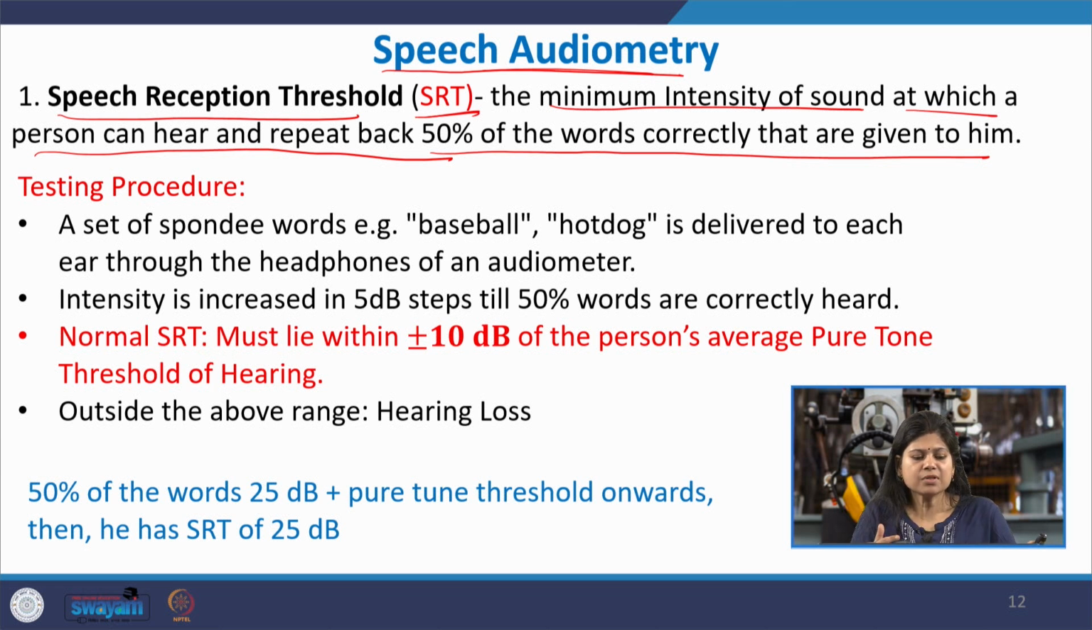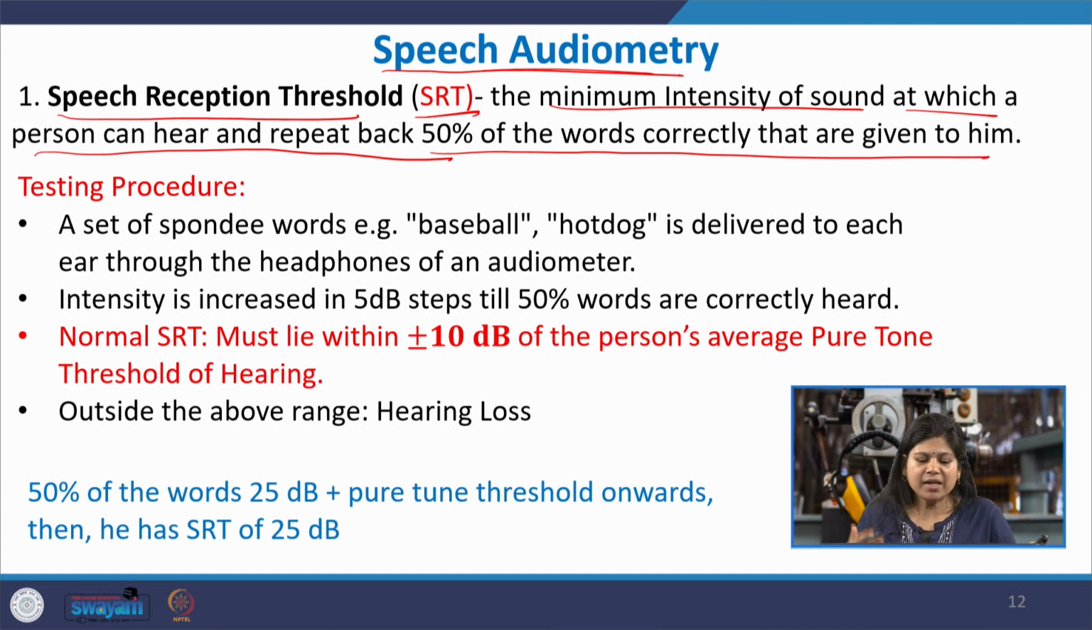How it happens is that a set of spondee words are given to you. Spondee words are words with two different syllables, such as baseball, hot dog, benchmark, and so on. A set of these standard spondee words is prepared. Typically, the list could be 50 words in general. A list of standard words is available in clinical procedures, and these words are delivered through the ear or headphones of an audiometer, and the person listens to these words one by one and has to repeat back the words that the person has listened to.